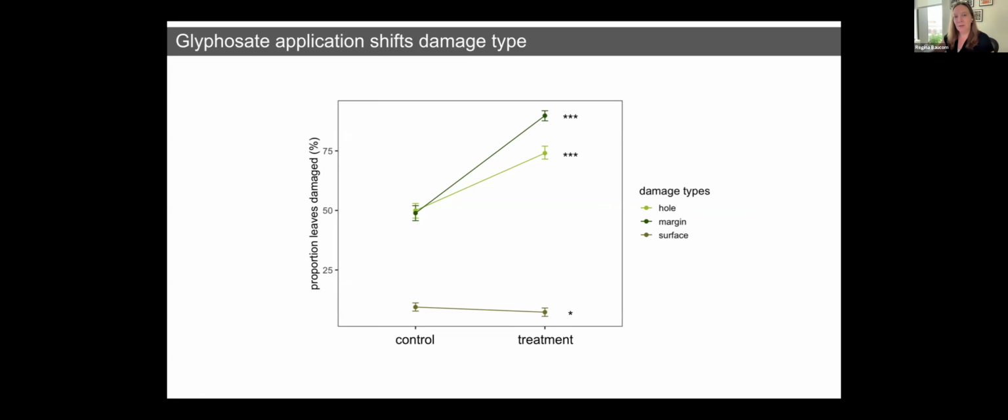So she found, not only did she find increased feeding of herbivores in the presence of glyphosate, she also found that the types of feeding changed. And so we don't have data to support this yet, but we're suggesting that perhaps the presence of glyphosate in a plant makes that plant unpalatable to particular herbivores, thus changing the patterns of feeding.